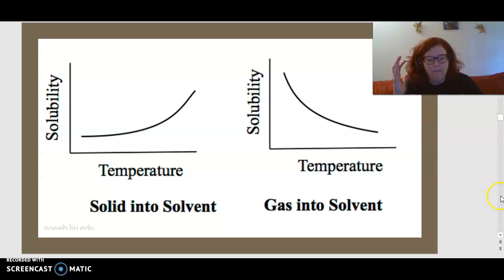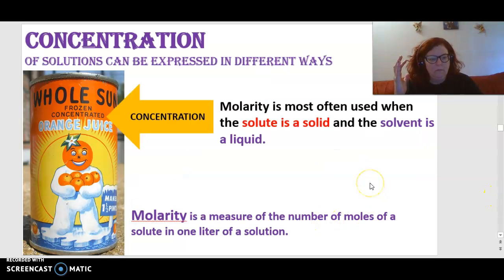All right. Last thing we're going to cover, molarity and how to calculate it. I'm going to save that for part 5.